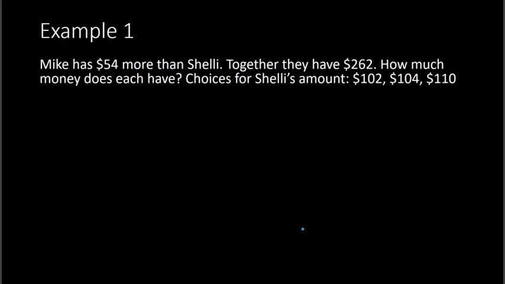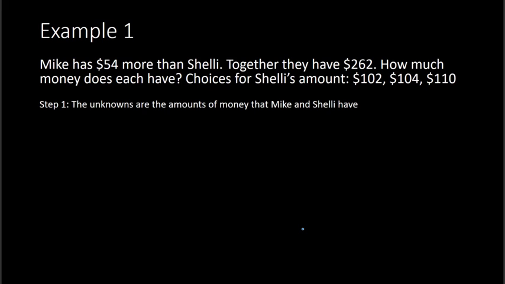So step 1, determine the unknowns. The question is asking how much money does each have, so that is what we're trying to find. That is the unknown. So the unknown is how much money does Mike have and how much money does Shelly have. Then step 2 is to create variables and variable expressions for each of those unknowns. So if we let Shelly's amount equal S, then Mike would have 54 more than that, which would be S plus 54. So that would be their two amounts.